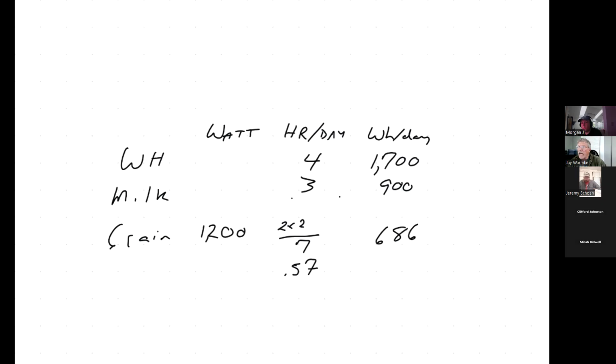watt hours per day. The milk one, we can figure out 300 here, dividing 900 watt hours per day by 3 hours. So we know it takes 300 watts to run. And here, 1700 divided by 4, that's going to be 425. So we're just filling in. This is watts, these are hours per day, and these are watt hours per day.